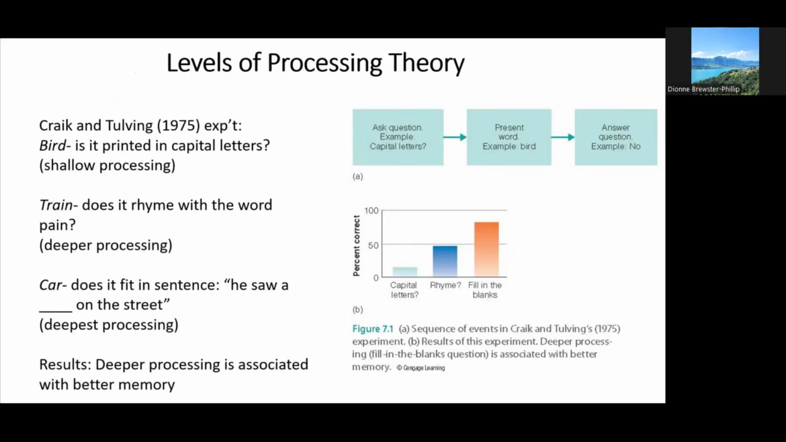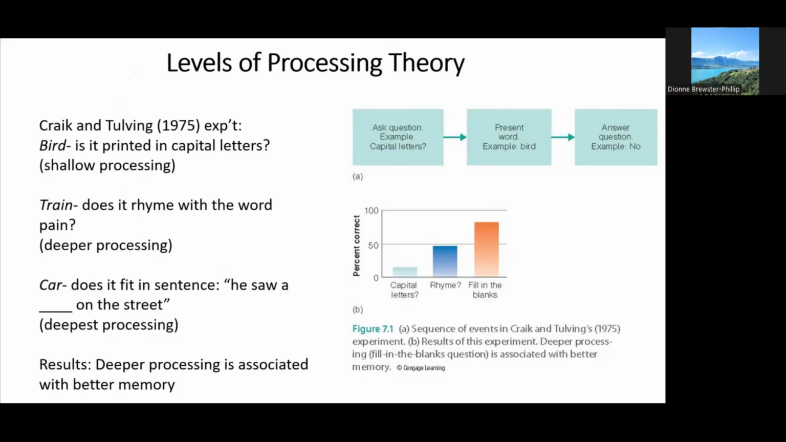Now, these 3 types of questions were designed to create different levels of processing. The first one would be shallow processing because we looked at the physical features, right? Which would be, is the word bird printed in capital letters? The second, rhyming, was deeper processing, right? And then the third, the fill in the blanks, was considered the deepest level of processing, right?